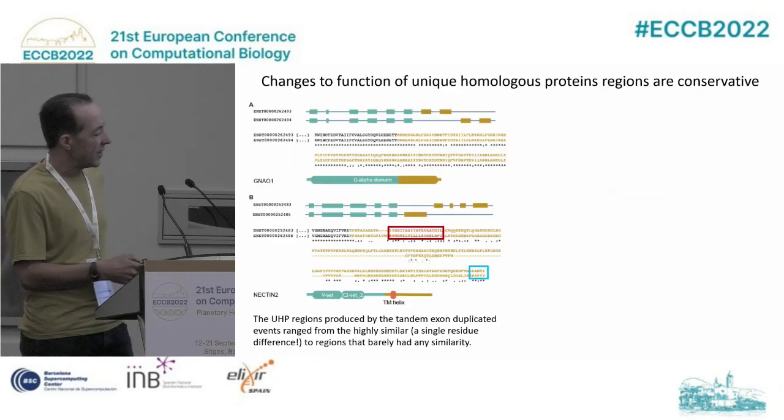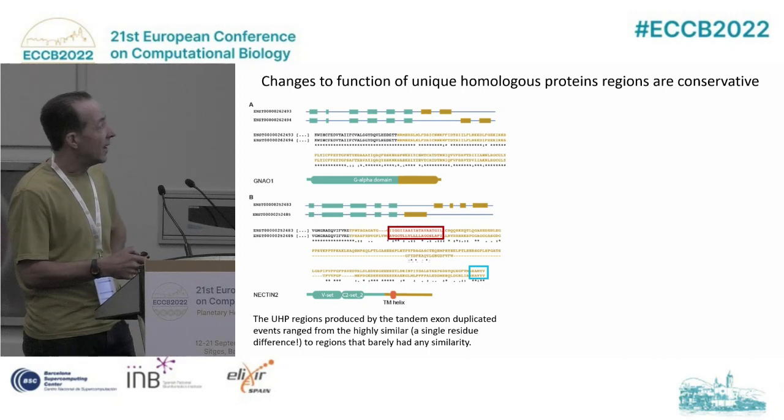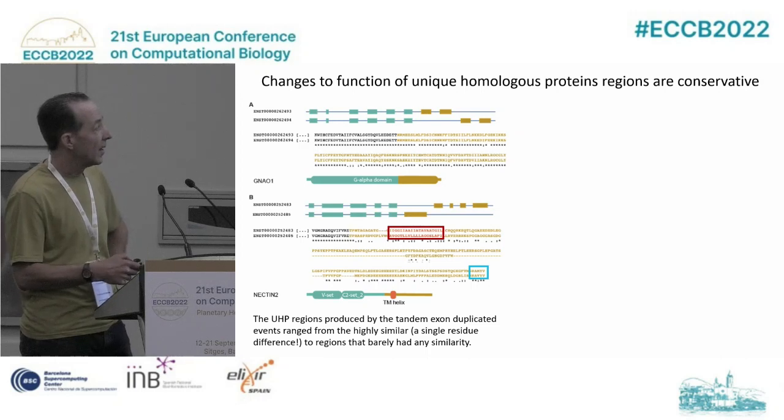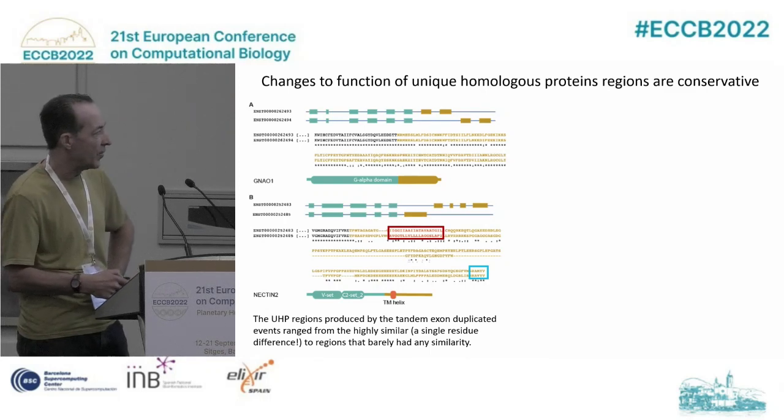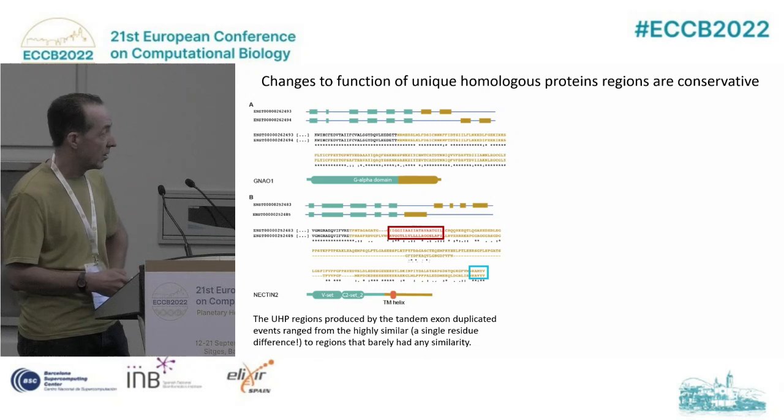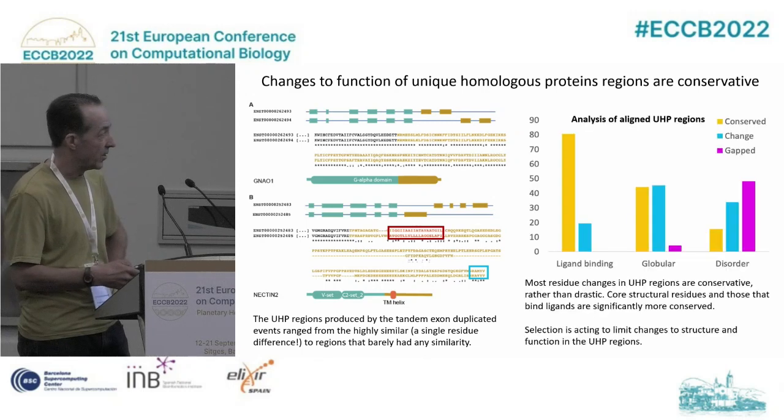So what do we find in the set? Either you can find exons where they're very, very similar. You even find cases where there's just one residue difference, or you can find cases that are completely different. There's hardly any obvious homology here at all. However, in Nectin 2, there's a transmembrane helix, and there's this motif at the end here, which is really important. Both of these are conserved, and so this is homologous. So we count it in our set.